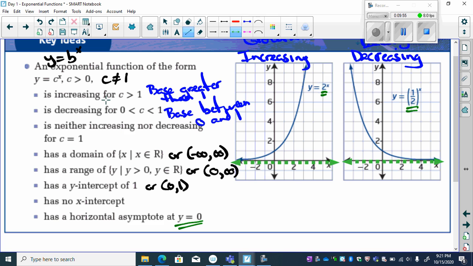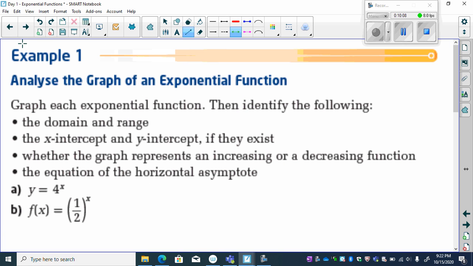So this information will stay the same for all the questions you're going to have to do for homework tonight. It'll change when we get into transforming them, but that'll be a couple videos down the road. So let's look at a couple of examples.